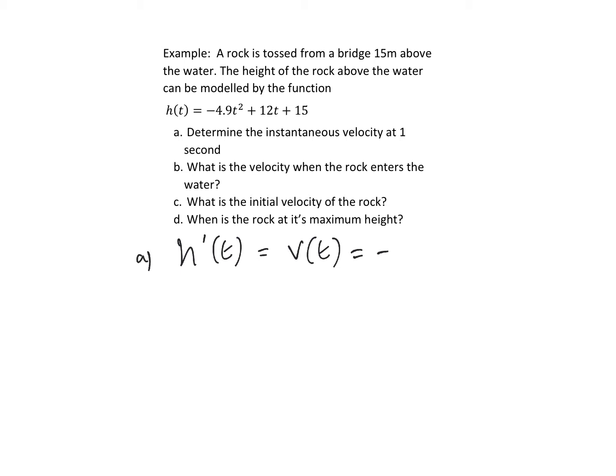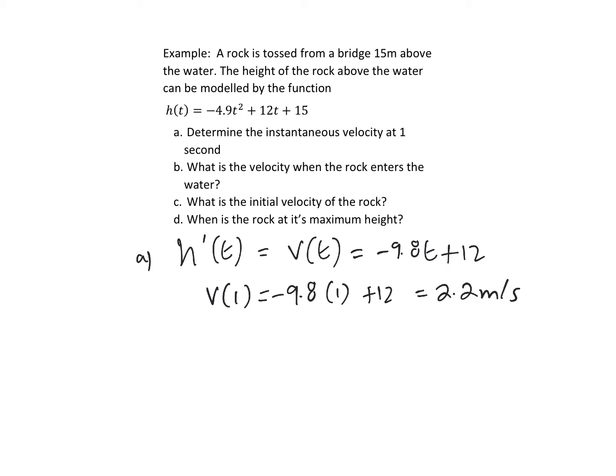So h prime of t we can also call velocity, and in this case, let's call this a. In this case it will be negative 9.8t plus 12, and we want to find that velocity at 1 second. So we'll do velocity at 1 second, and it will be 2.2 meters per second. And since it is a positive value, that tells us that it is traveling upward.